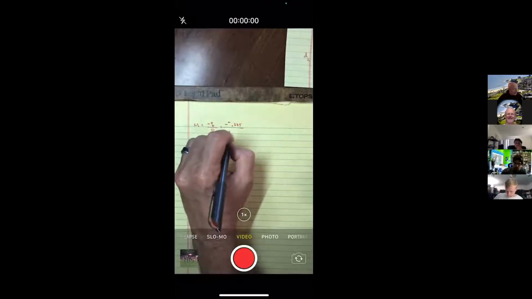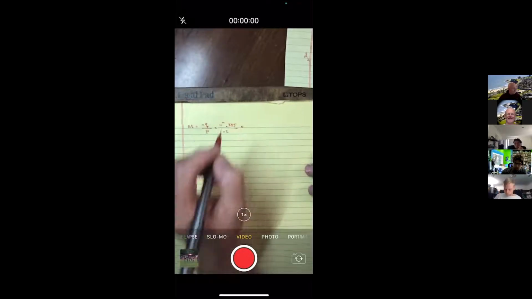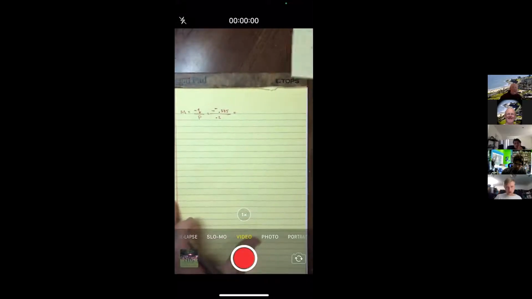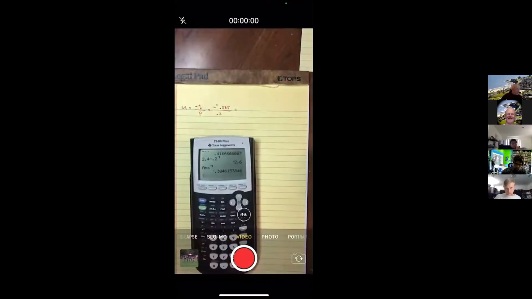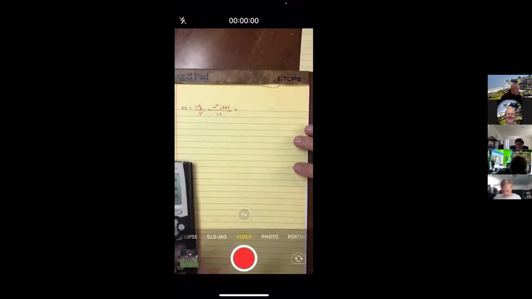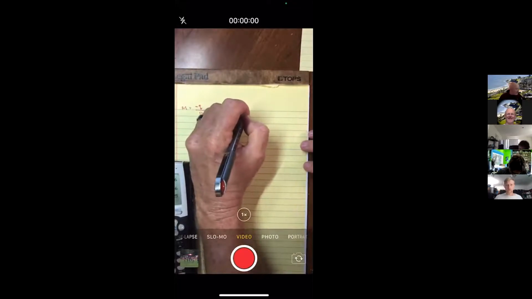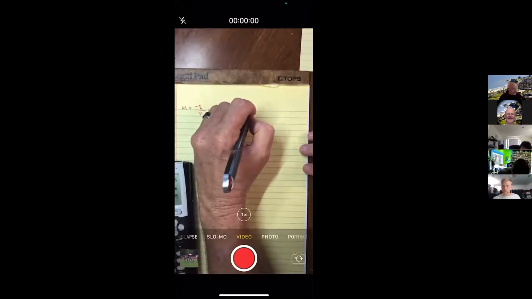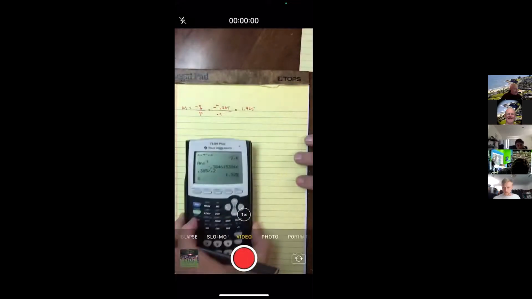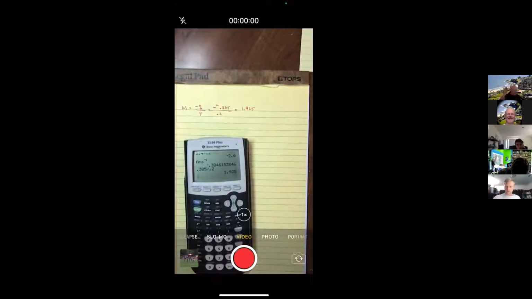And 0.2 was the distance of the object. So 0.385 divided by 0.2. And it looks like we've got a magnification factor of not quite 2.